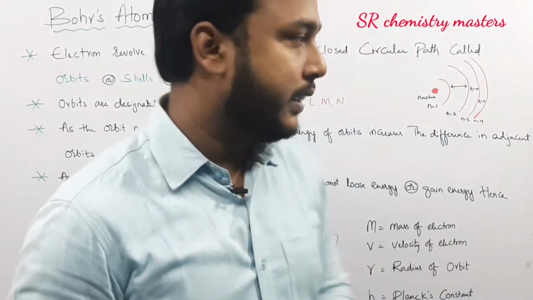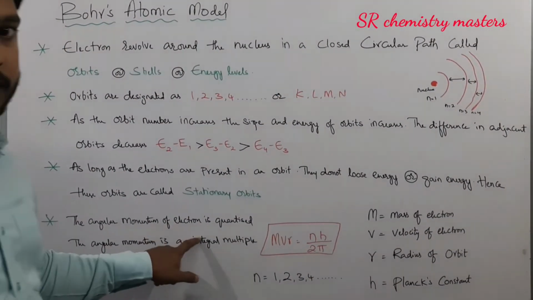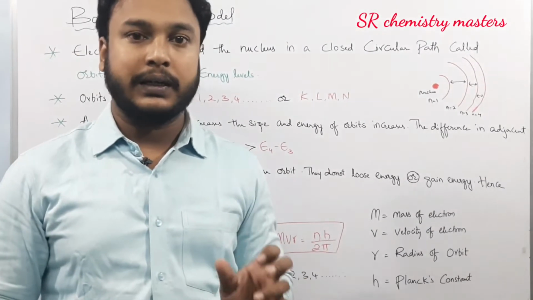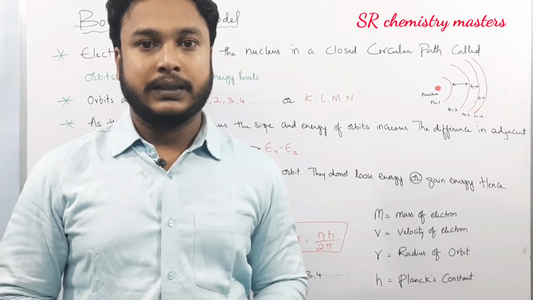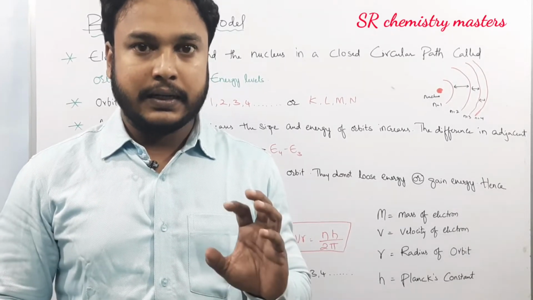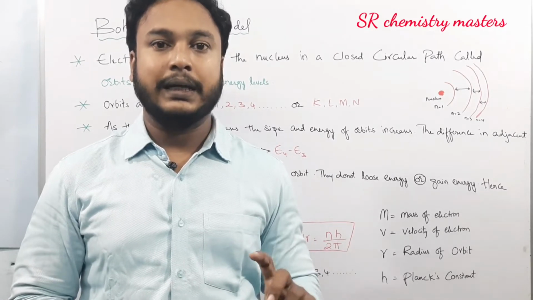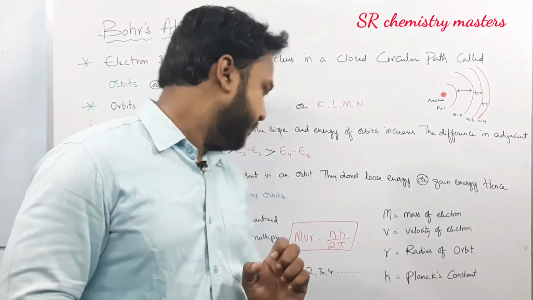The next postulate is that the angular momentum of an electron is quantized. Remember, as per Bohr's atomic model, the electron revolves in a closed path which is similar to a circular path. As the electron is revolving around the nucleus in a closed path, the angular momentum of an electron is quantized.